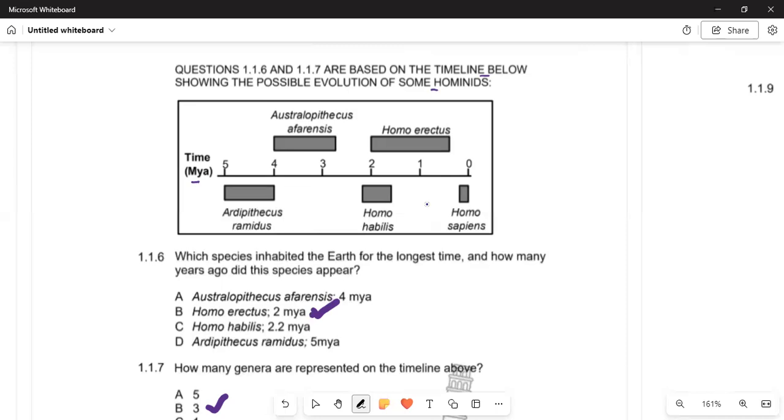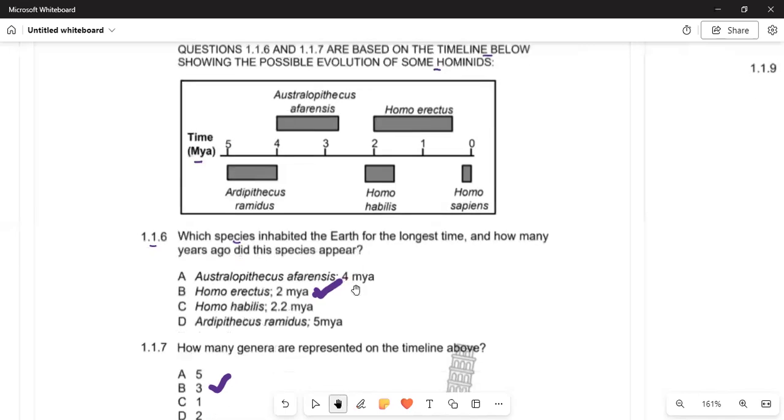And then we talk about Homo habilis, which is 2 million years ago. And then Homo erectus, which derive from 2 to 1.5 million years ago. And then we've got Homo sapiens, which is 0 to maybe 500,000 years ago. So according to this feature, question 1.6 asks which species inhabited the earth for the longest time and how many years ago did the species appear. So in this instance, this is Homo erectus, which is on earth for 2 million years. And then we move on to see the exact answers there.